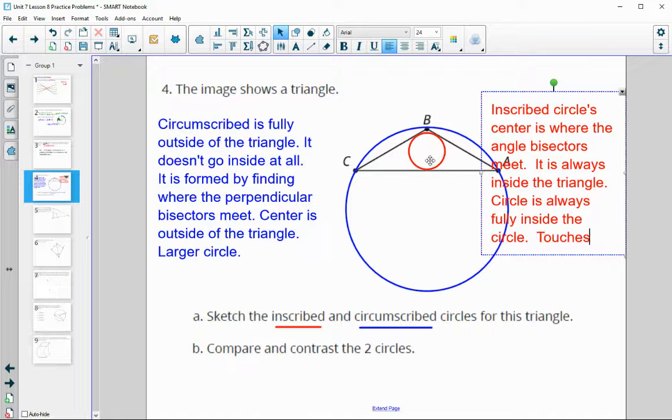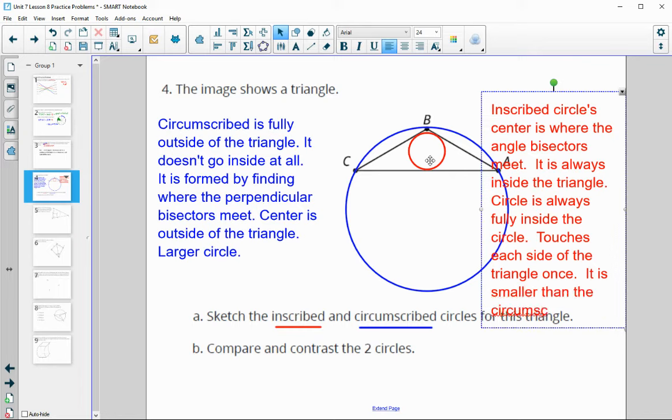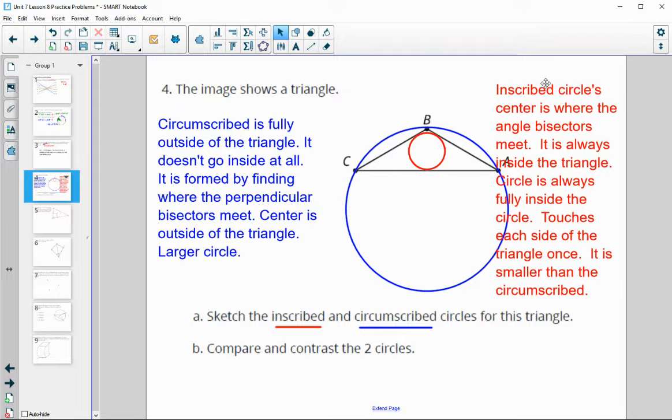It touches each side once. And it is smaller. In the circumscribed circle. Those are just a few things you could take a look at there. You could say the inscribed circle is inside of the circumscribed circle as well.